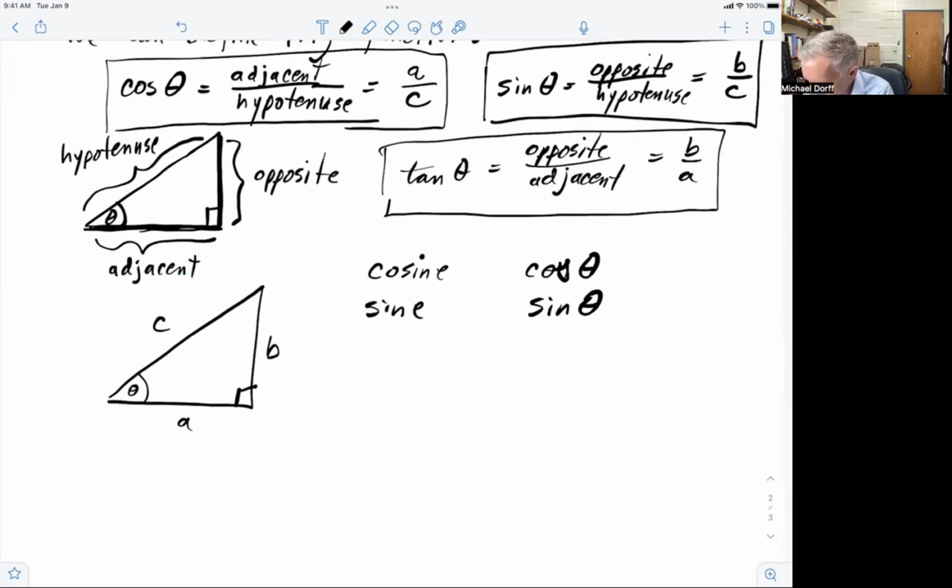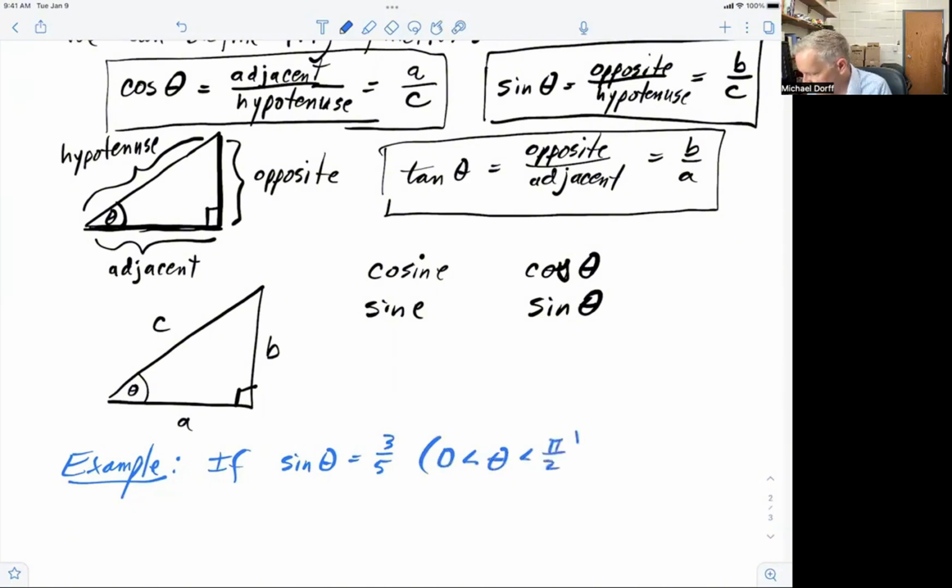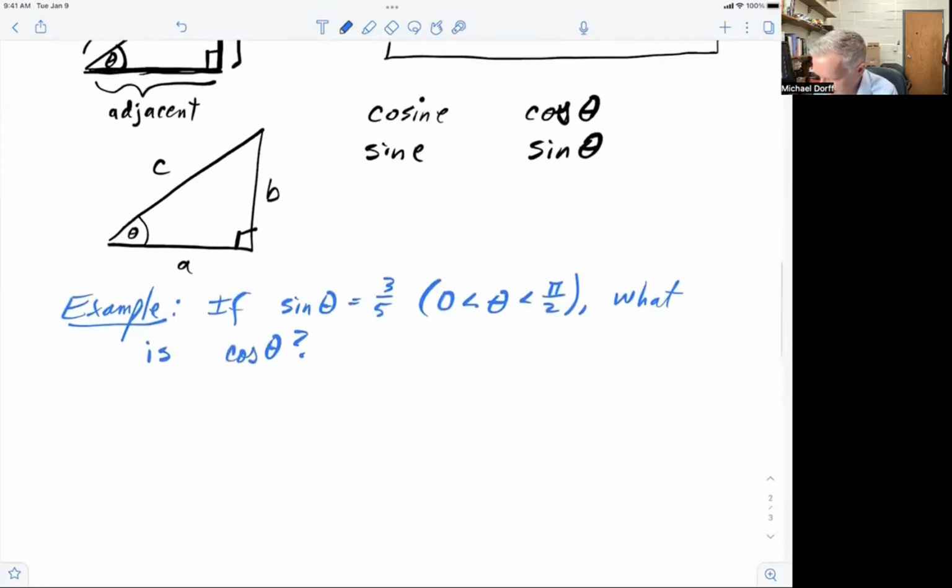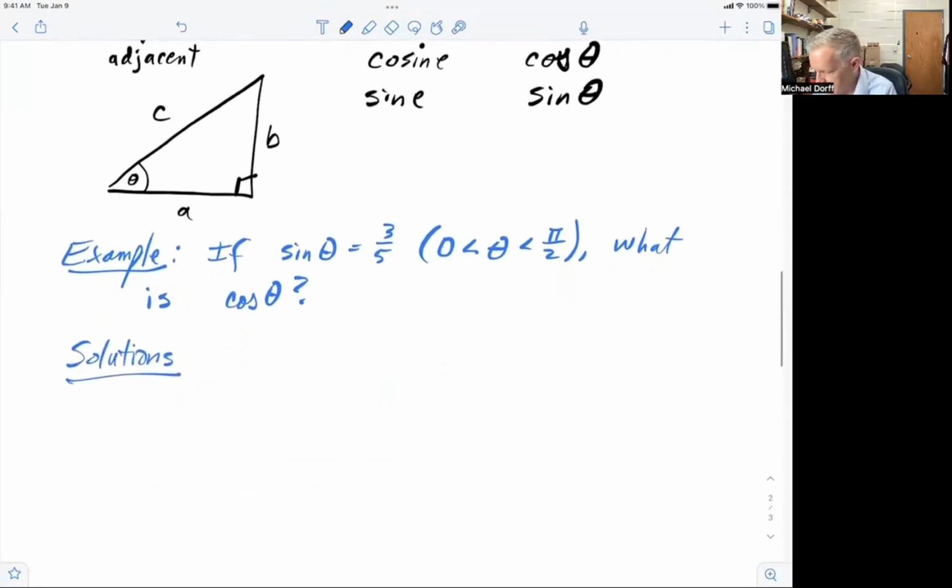So let's do an example here. If the sine of theta is 3/5, and I'm going to say theta is between 0 and pi over 2, what is cosine theta? Now, first of all, you may say, why do I have that theta between 0 and pi over 2? These are radians, so 0 radians, and we have pi over 2 radians. 0 radians is the same as 0 degrees. What about pi over 2 radians?